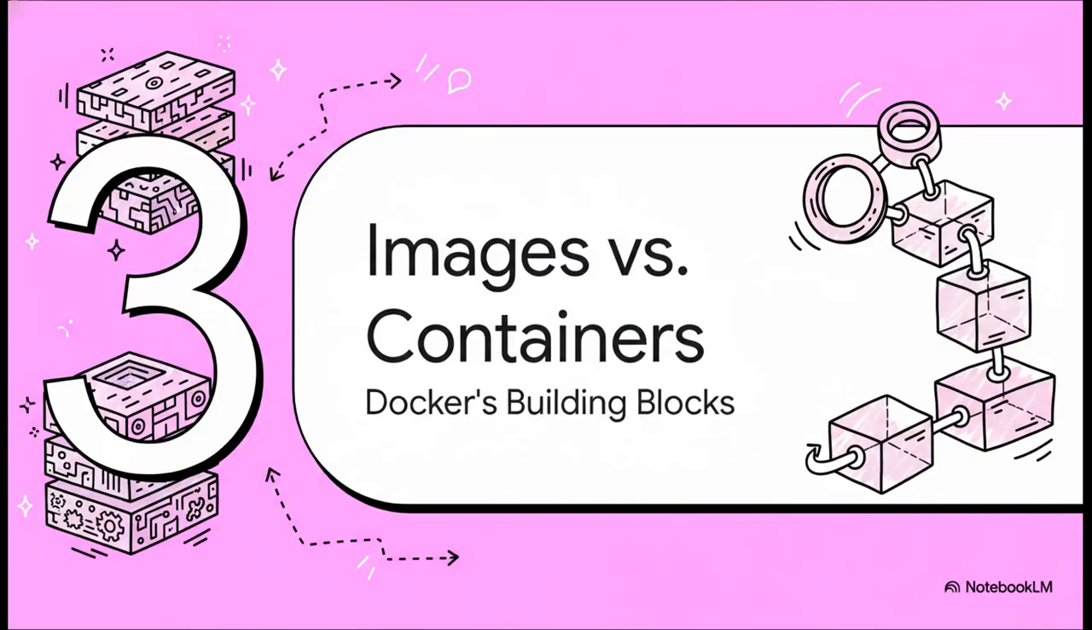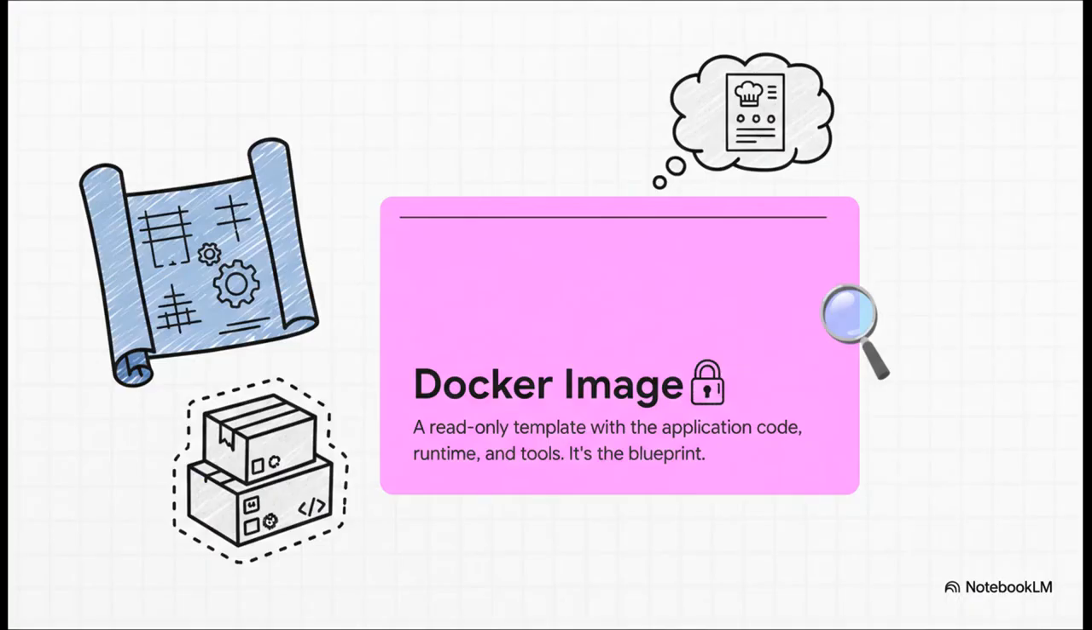Okay, so to really get Docker, you've got to understand its two most fundamental pieces: images and containers. Now, they're super closely related, but they do very different things, and getting the distinction is absolutely key. So let's unpack that. First up, we have the Docker image. The best way to think of this is as the blueprint for your application. It's like a perfect, frozen-in-time recipe that has absolutely everything your app needs to run, all packed up and ready to go. It never changes.